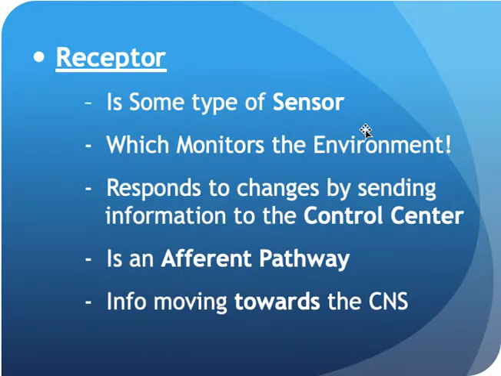Okay, so here is what all these things do. My receptor is some type of sensor. And again, we're going to get to this in the neurological chapter, but it's monitoring my environment. It's going to respond to changes by sending information to my control center. Anything going towards the brain is an afferent pathway. It involves info moving towards the central nervous system, which is my spinal cord and my brain. So I'm sending info to my brain to be analyzed.